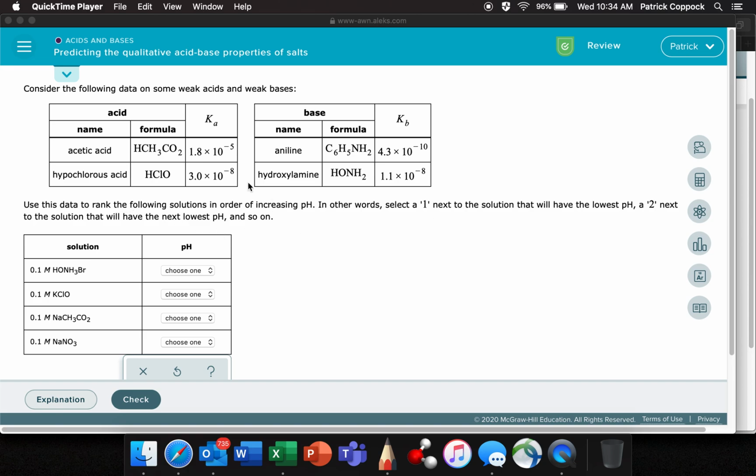All right, now that we've read those tables, let's see what we're being asked to do. Use these data to rank the following solutions in order of increasing pH. In other words, put a 1 next to the solution that's going to have the lowest pH, that's the strongest acid, right? And a 2 next to the solution with the next lowest, and so on. So it looks like there's 4 of them. So 4 is going to be the most basic, and 1 is going to be the most acidic.